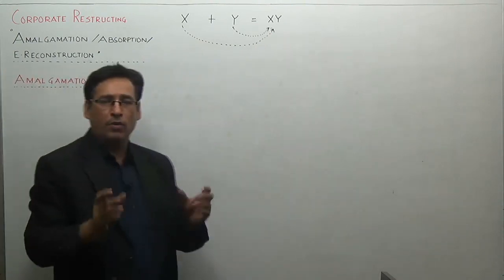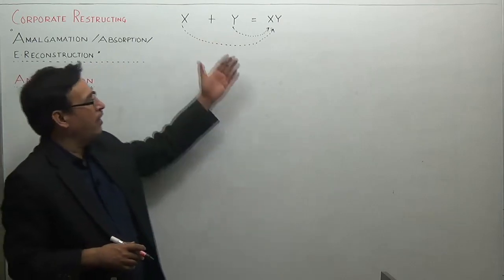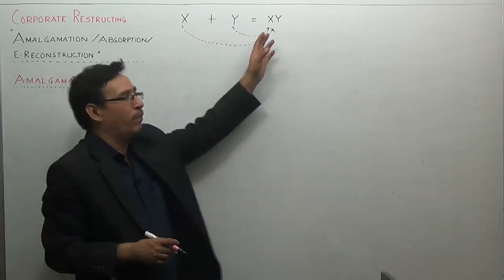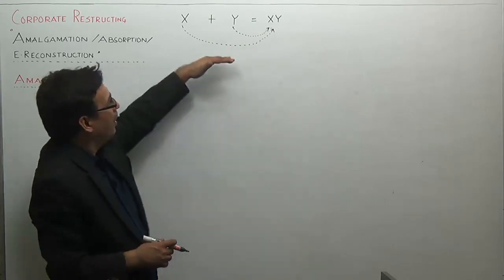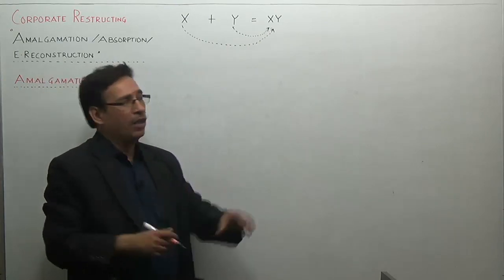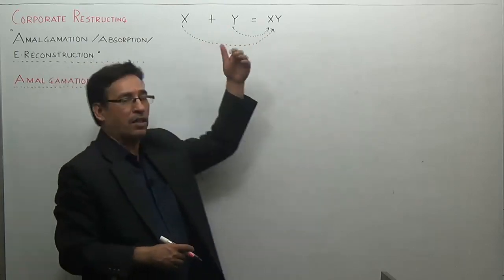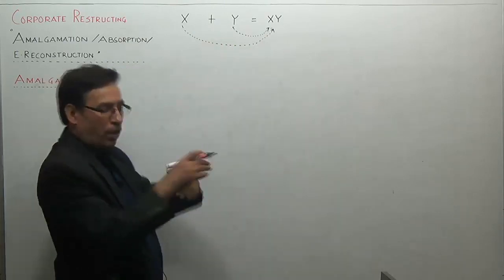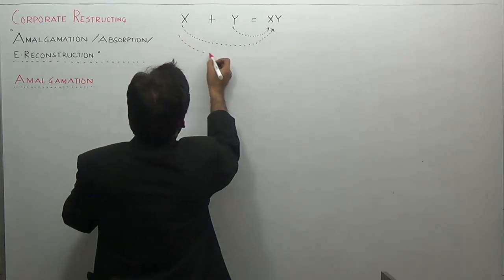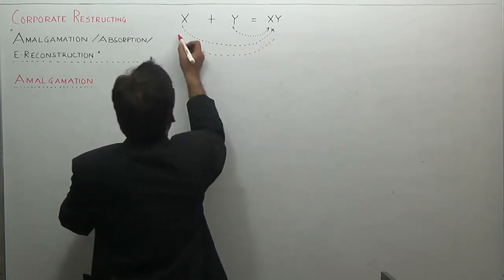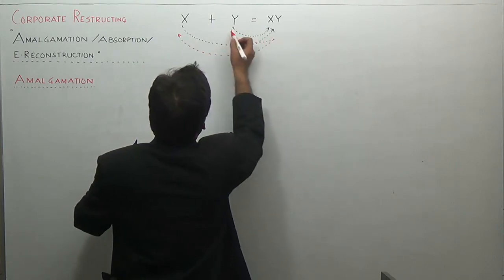Remember one thing, there is no doubt that X and Y Limited have decided to form a single entity. They have decided to join hands and merge into a single entity. But from the accounting point of view, we will have to interpret this situation this way, that X Limited has sold its business to XY Limited, or you can say Y Limited sold its business to XY Limited. You can also say that this company has taken over X and Y Limited. Similarly, you can say XY Limited has taken over Y Limited.